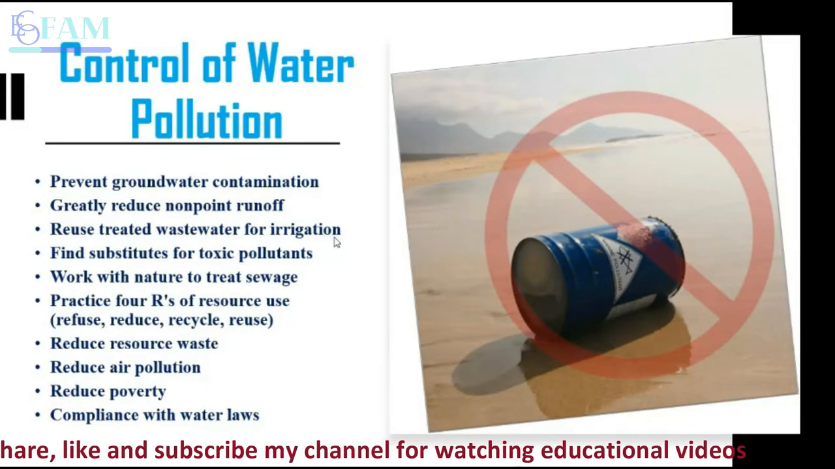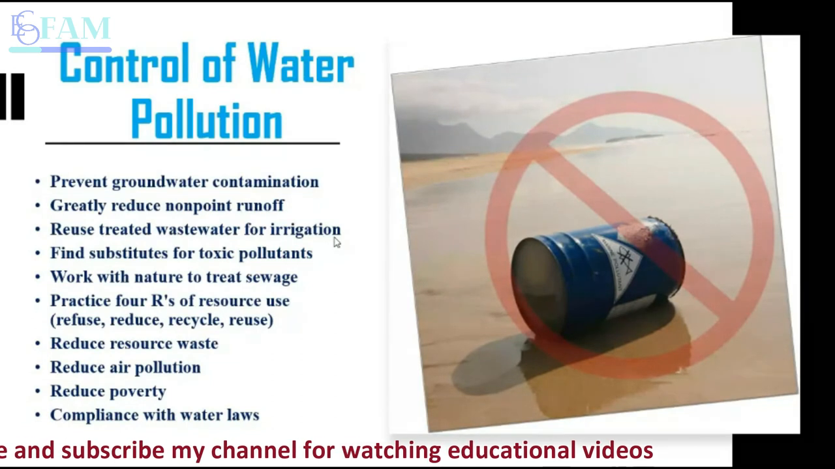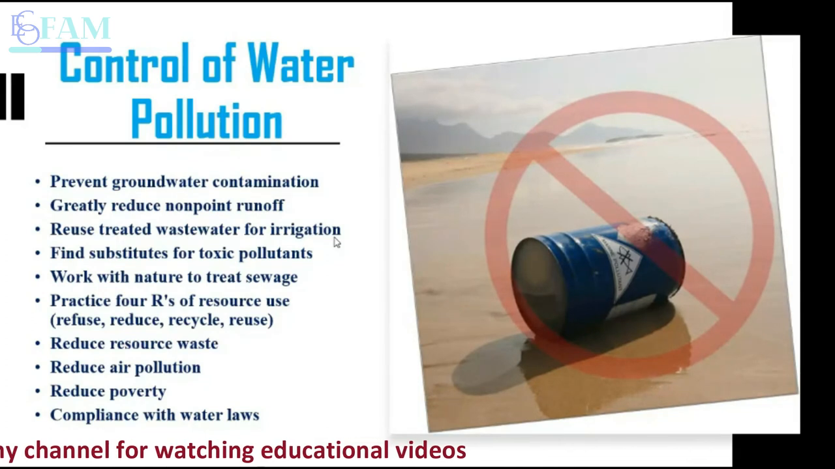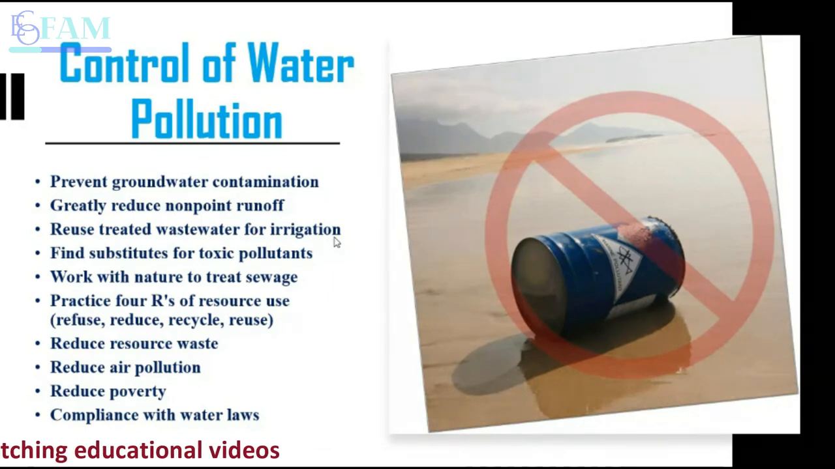We should use wastewater for irrigation so that fresh water can be saved, because 80% of the fresh water in India is used for irrigation. Wastewater generation is also very high. So if we use wastewater for irrigation, we can reduce the use of fresh water. And as substitutes for toxic pollutants, like pesticides, we can go for organic pesticides. Treatment of sewage, reuse, reduce, and recycle is applicable to water and other things we use in day-to-day life.